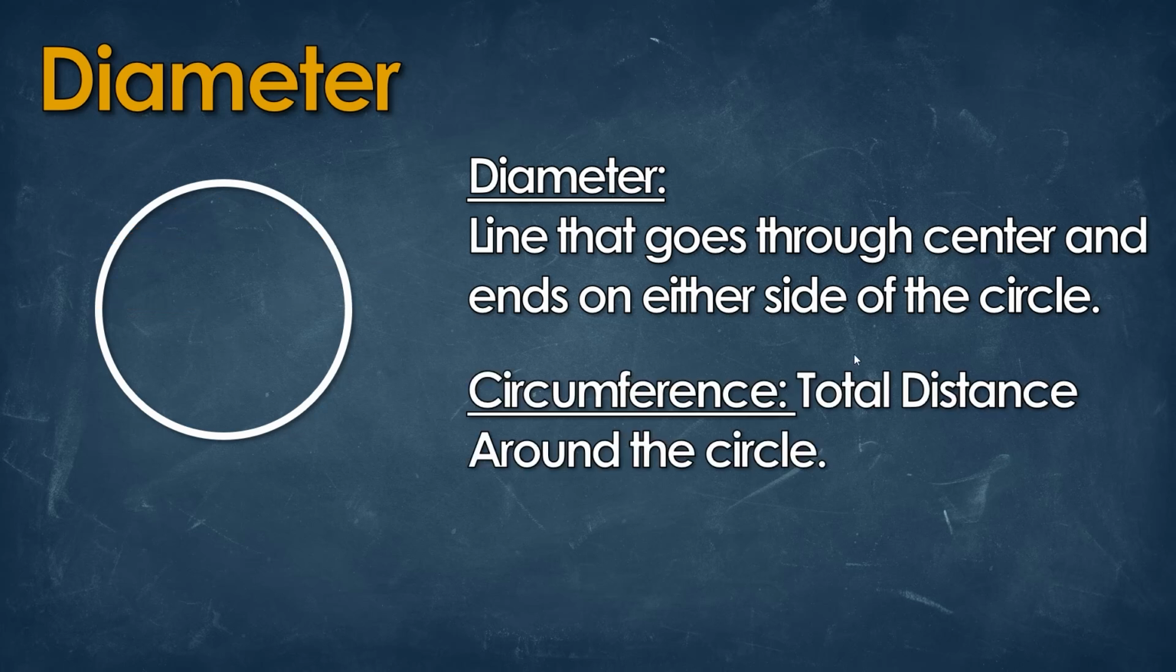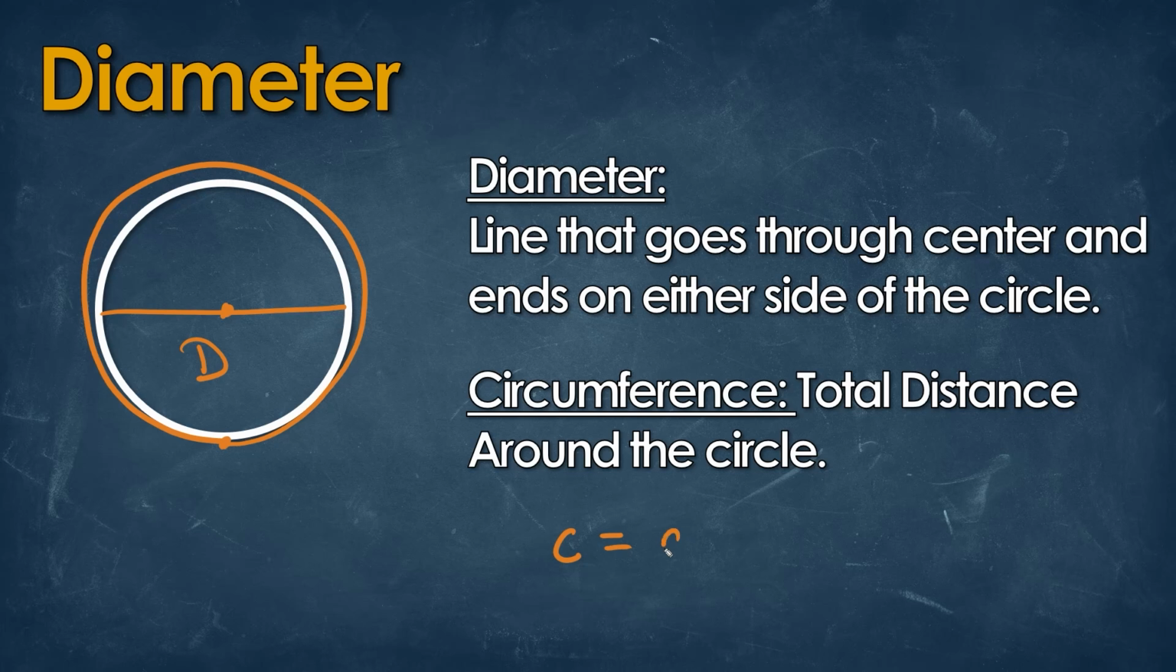Now we use the diameter of the circle to figure out something called the circumference. The circumference is the distance around the circle. And remember that our diameter is the length from one side of the circle to the other that goes through the center, which we call d. Now there's an equation to figure out the circumference of a circle, and that is equal to d times pi. And pi is a constant value, which we usually just use as 3.14.